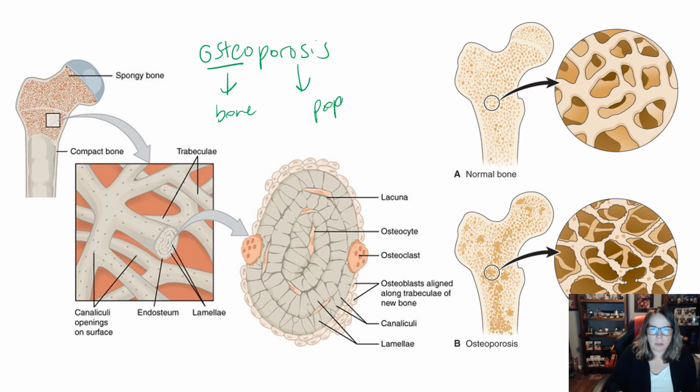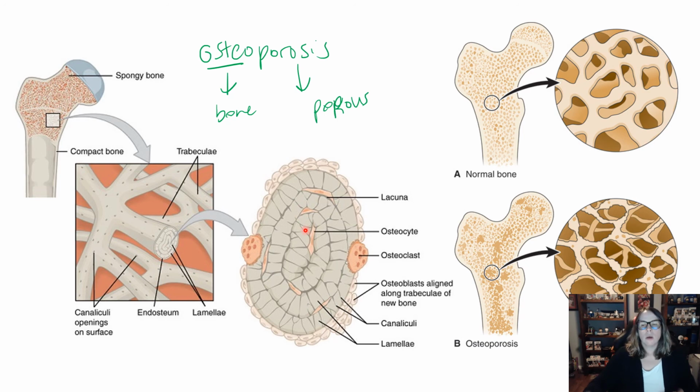Did not spell that right. P-O-R-O-U-S. So it means the bone is getting more and more holey. Now when we look at normal spongy bone, here are those trabeculae, those irregular columns of bone, and we have circles, we have lamellae, but these are not osteons because there's no central canal. It's just like layers of bone.